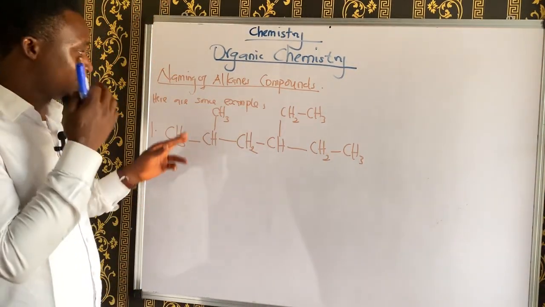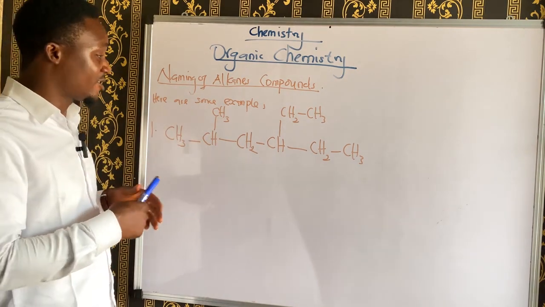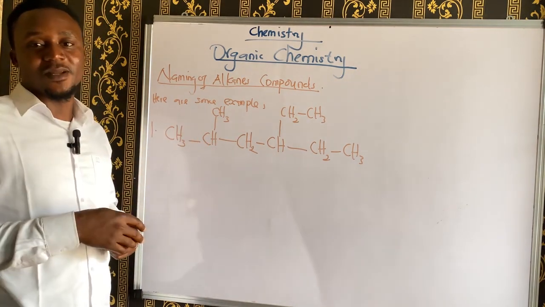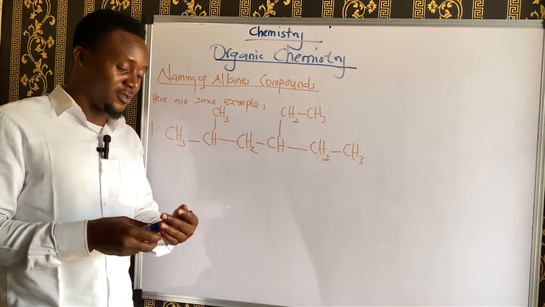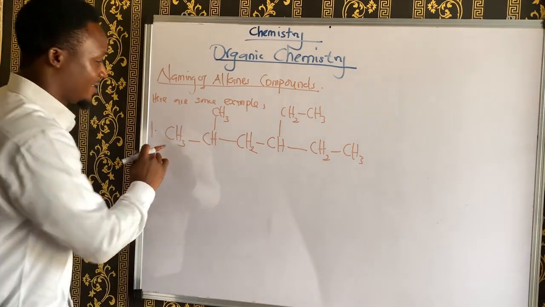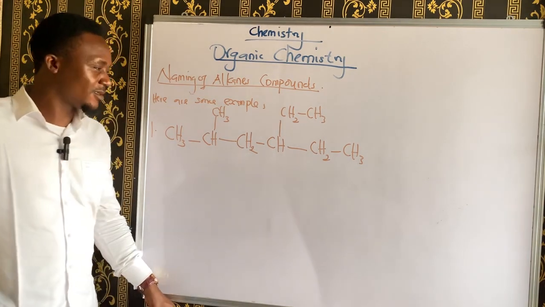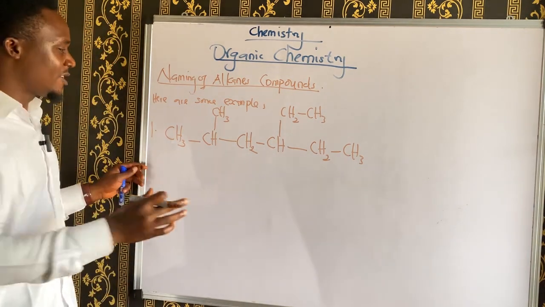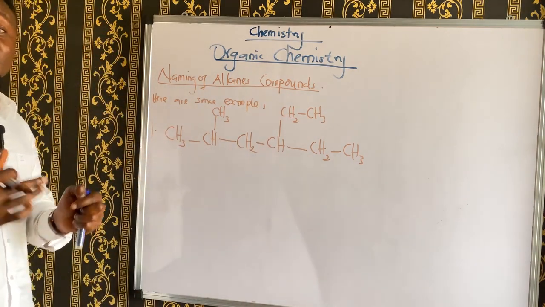Okay, we have an example on the board. This is our first example. And in this example, we are asked to just name the alkane compound. Now, we are going to apply our rules to name this compound. So just watch closely and enjoy the class. Now, the first rule says we should identify the longest carbon chain. How do you identify the longest carbon chain? You simply count the carbons present and see which way gives you the longest.